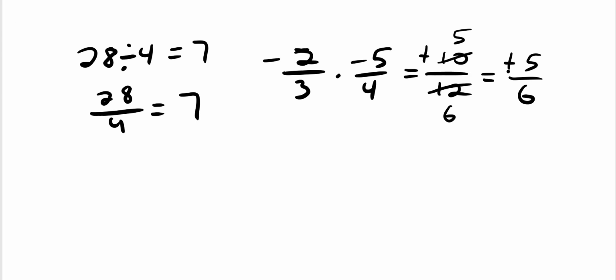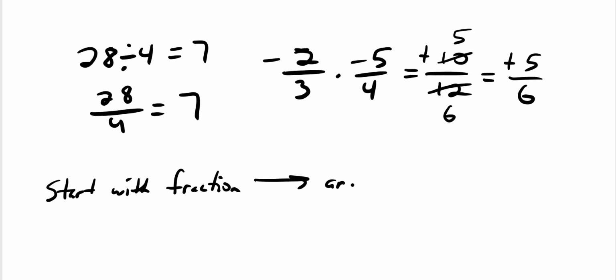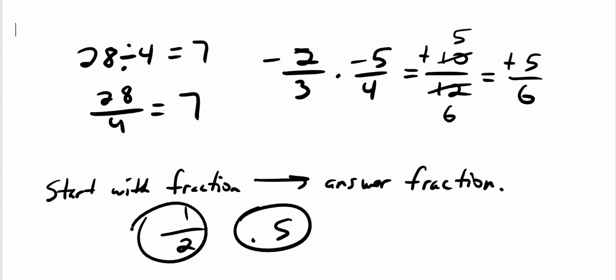This is the way I want you to deal with this. If you start with a fraction, then your answer is also a fraction. If you start with a fraction, I want your answer to be a fraction. If your answer came out to be 1/2, don't give me 0.5. Stick with fractions, because you really want exact answers. If your answer really came out to be 1/3, your decimal would be 0.333.